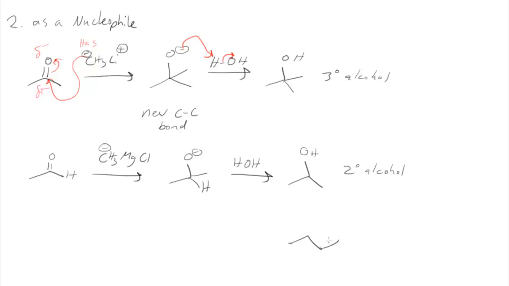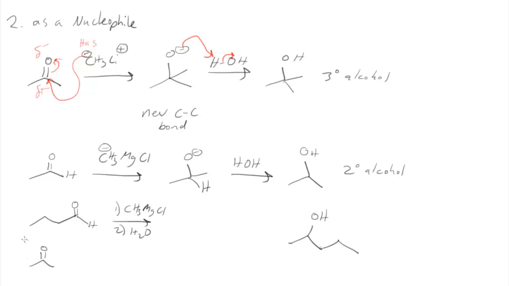But what if you wanted 2-pentanol? See if you can draw the starting material that would be required to end with 2-pentanol. And there are actually two different ways that we could do it. One, we could start with butanal, treat that with methyl magnesium chloride, followed by water, and that would form 2-pentanol.